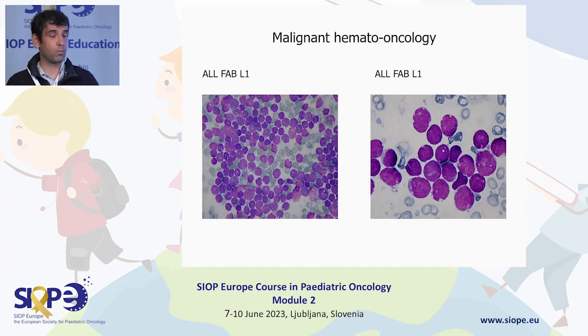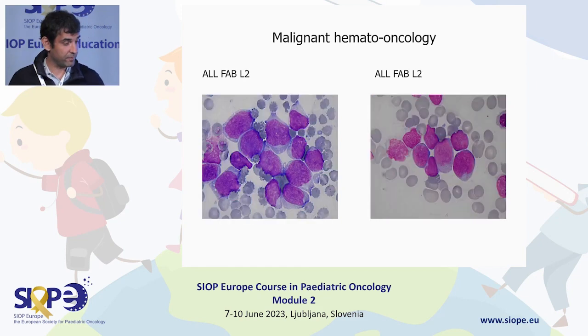Here you can see the L1 morphology, very easy. You have a homogeneous monomorphic population of small cells, no cytoplasm, no visible nucleoli. This is ALL L1, very easy. When you see it at diagnosis, it may be not so easy when you look at the bone marrow on day 15 or day 33 of induction, when only small amounts of leukemic cells are left.